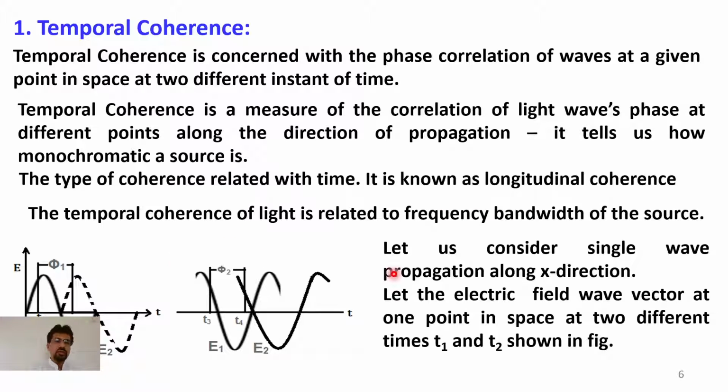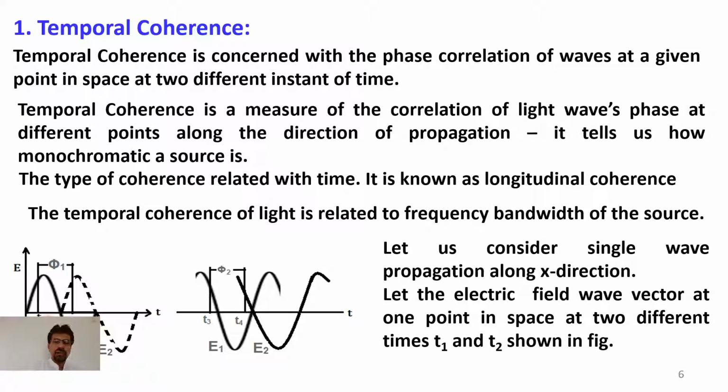The temporal coherence of the light is related to the frequency bandwidth of the source. If it is related with time, then we can say that it is also related with the frequency bandwidth of the source. Now see here, from these two figures we can easily understand what we mean by temporal coherence. Let us consider a single wave propagating along the x direction. Let the electric field vector at one point in space be considered at two different times, say t1 and t2.